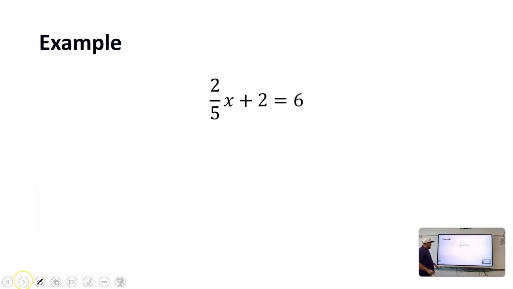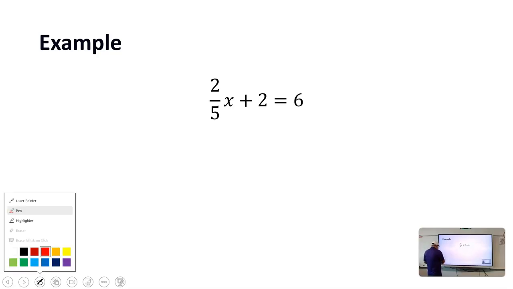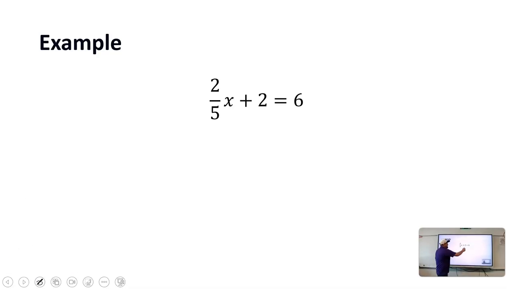So let's take a look at some examples here. So we have 2/5 x plus 2 equals 6. All right, so we're not going to have to worry about multiplying first. So we're just going to take care of this 2 first by subtracting 2 on both sides, because the opposite of addition is subtraction. So that goes away, or they cancel out and turn into a 0. So I'm left with 2/5 x equals 4.